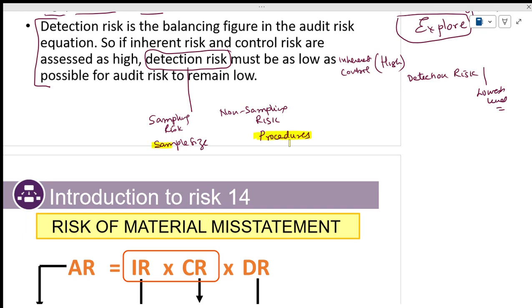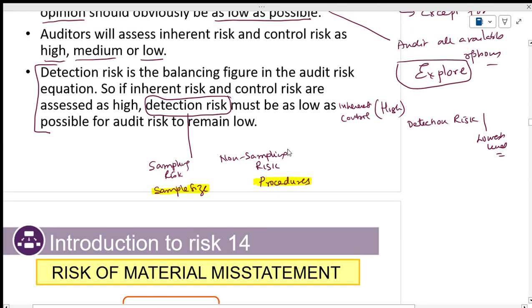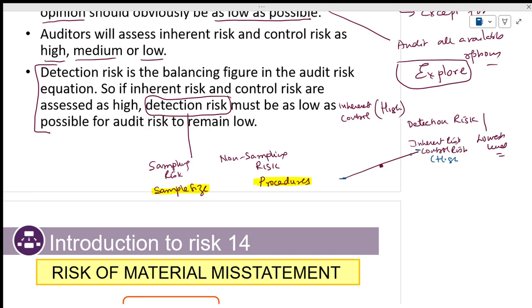Now what they are saying: detection risk is the balancing figure. Balancing figure means what? How it will tilt. Now I will put a seesaw figure like this. Here you have an inherent risk. Here you have a control risk. It is very, very high. It is completely at the bottom. It is completely at the top.